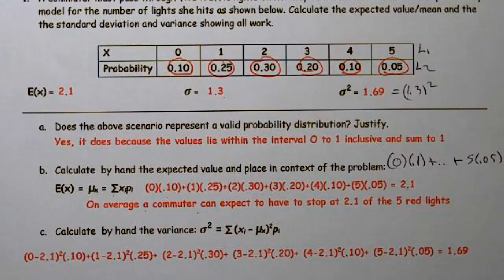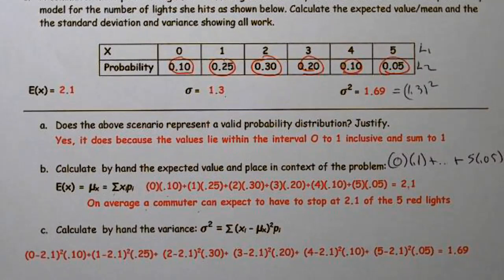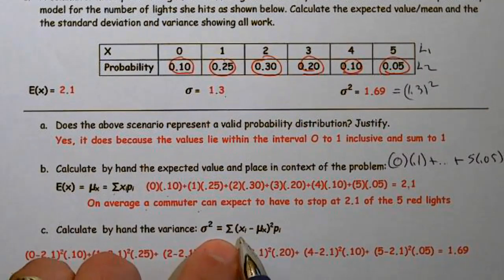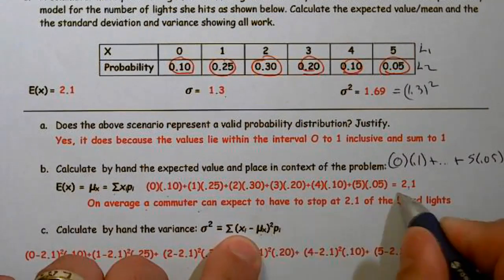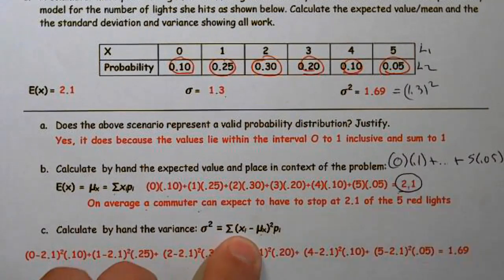Now, obviously, I'm not stopping at 2.1 lights. I'm either stopping at 2 or 3 or 4. But we have to say on average, because that is what the average value is. On average, we would expect that. The standard deviation, or this is the variance, is the individual value minus the mean. Well, what was the mean? The mean was 2.1 that we calculated up here.